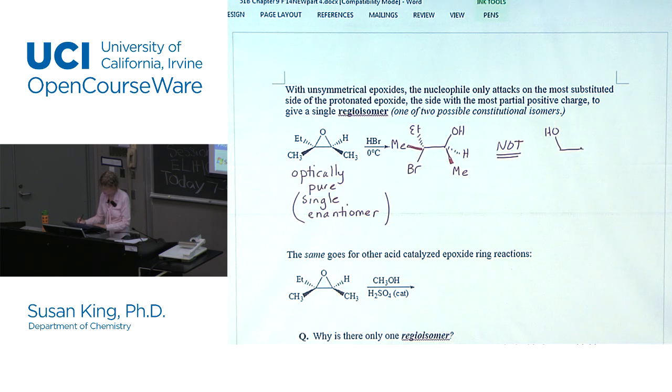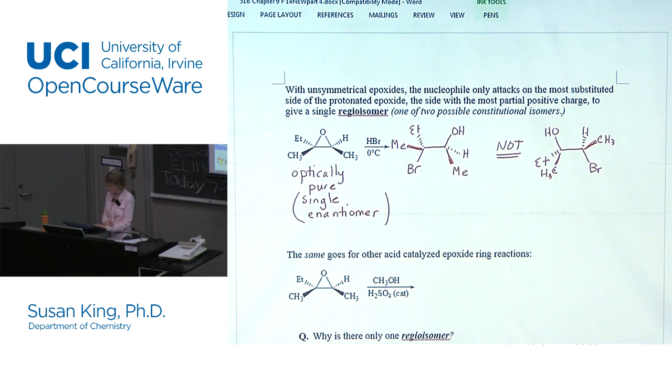What would we call this product where the bromide attacks on the opposite side? Are they enantiomers? We have actually different connectivity here, so these are not even enantiomers. We call them regioisomers.